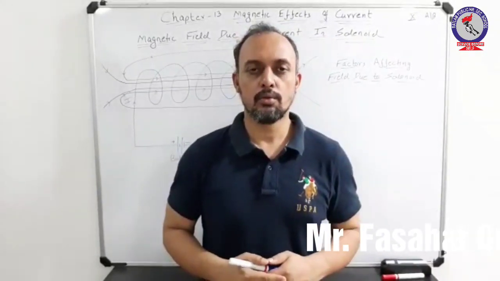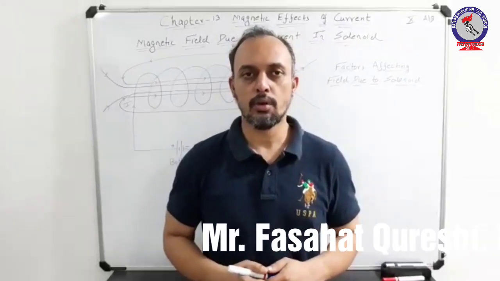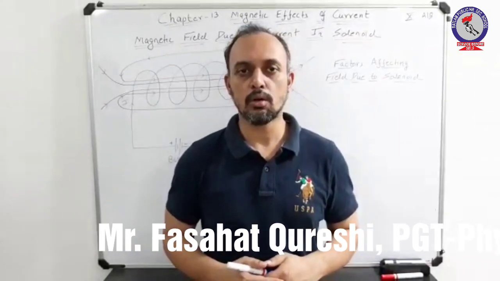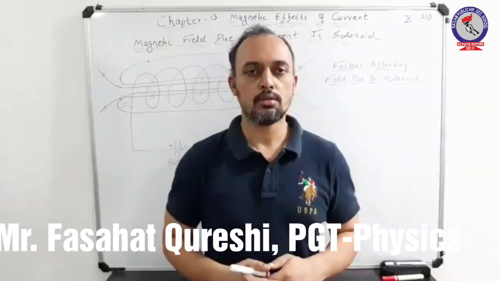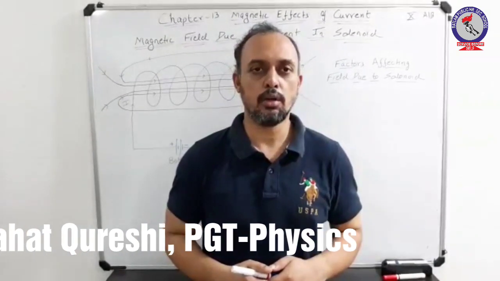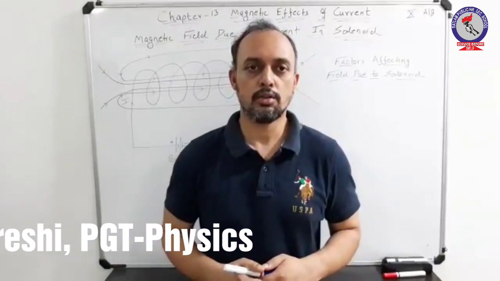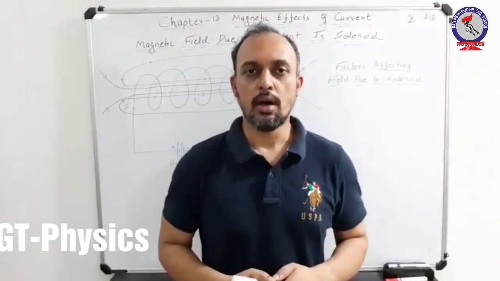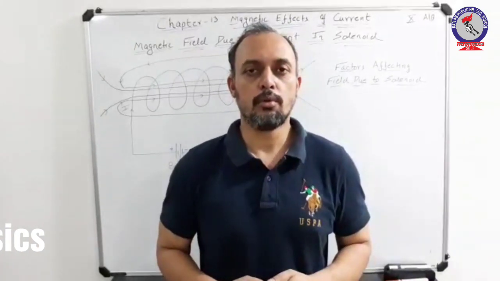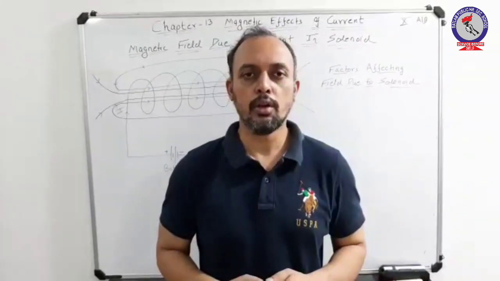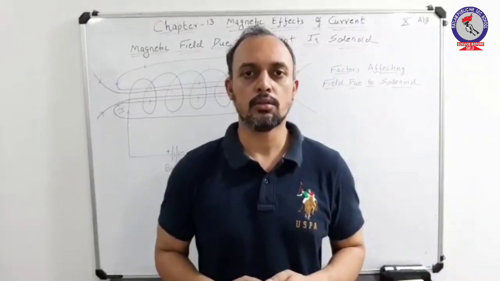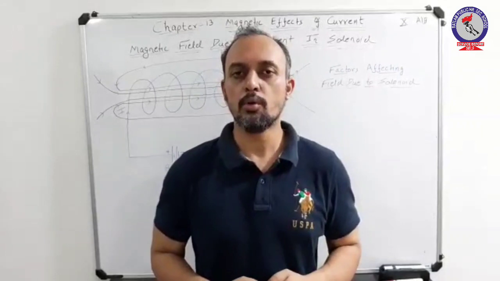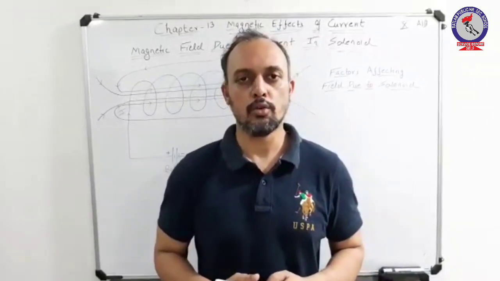In this section of my video, we'll be going through the concept of magnetic field due to a current in a solenoid, which is a topic of chapter number 13 NCERT for class 10th. Again, as we have gone through the concept of magnetic field due to a variety of different conductors, in this concept we'll be going through the concept of a solenoid.